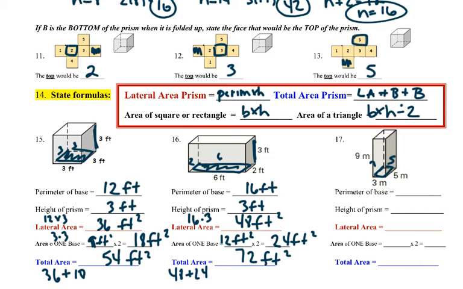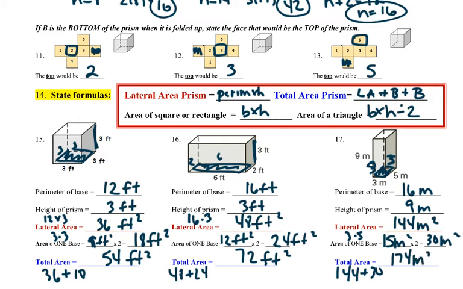And onwards we go. Here, perimeter of base, 5 plus 5 plus 3 plus 3 is 16. Height of the prism is 9. We multiply those together is 144 feet squared. Area of one base is 3 times 5, or 15. There's 2 of them, that makes 30. And then 144 plus 30 is 174 meters squared.